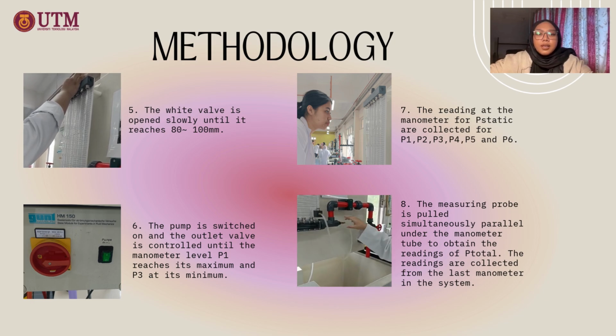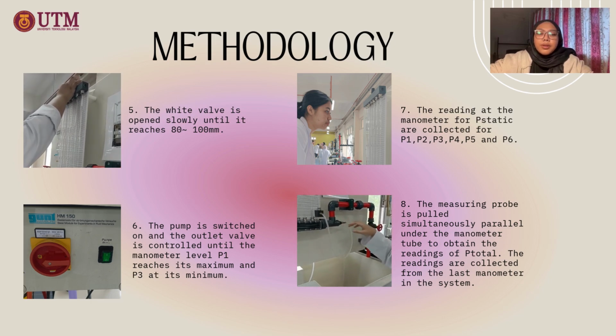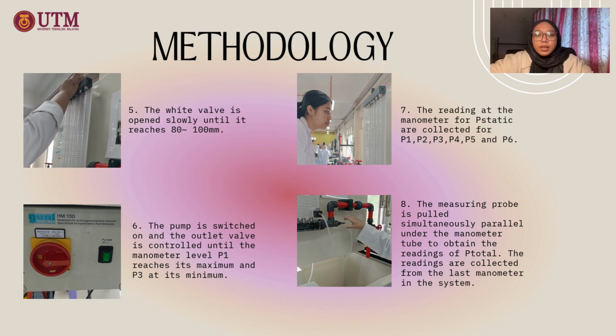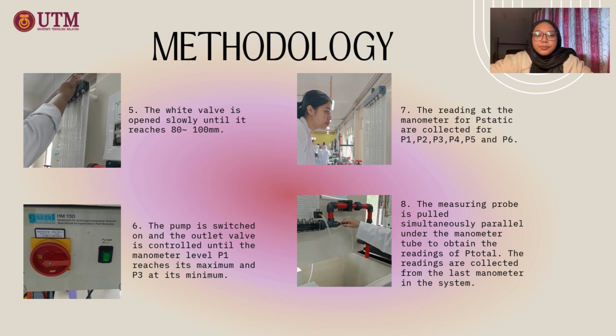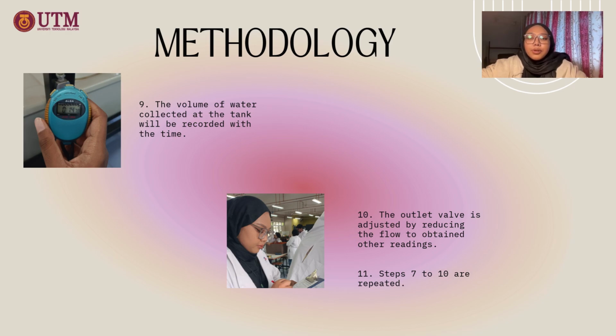P4, P5 and P6. And then the measuring probe is put simultaneously parallel under the manometer tube to obtain the reading of P total. The reading are collected from the last manometer in the system. And then the volume of the water collected at the tank will be recorded with the time, and the outlet valve is adjusted by reducing the flow to obtain other readings, and then step 7 to 10 are repeated.